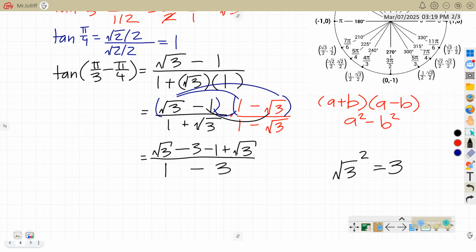Group like terms and simplify. Stuff we know how to do, yeah? So in the numerator, we have two pairs of like terms. We have radicals, a root 3 plus a root 3, that's two root 3's. I have a minus 3 minus 1, which I'm pretty sure is a total of minus 4. I dig myself a 3 feet hole, I dig another foot, I'm down 4 feet now, sad face. Denominator, 1 minus 3 is minus 2.